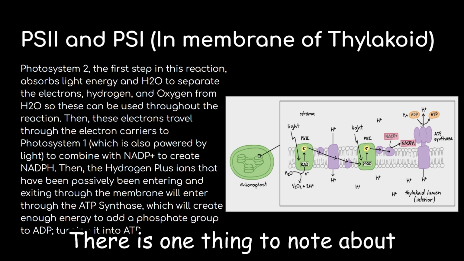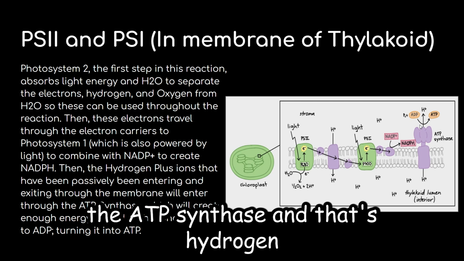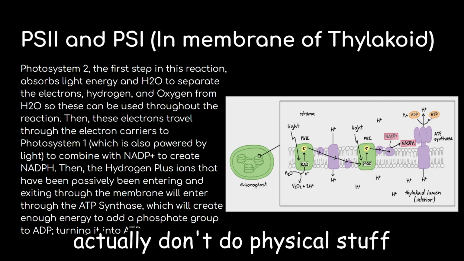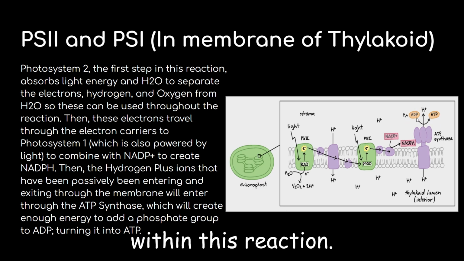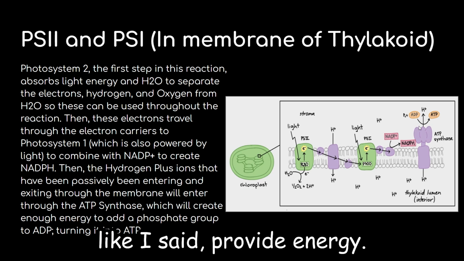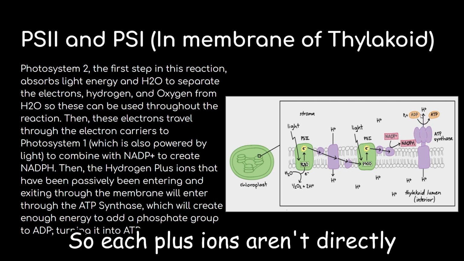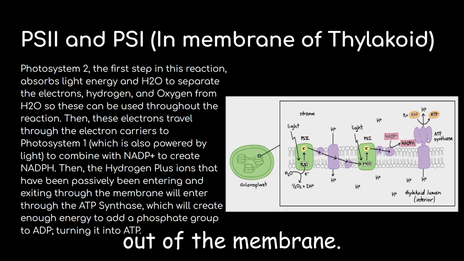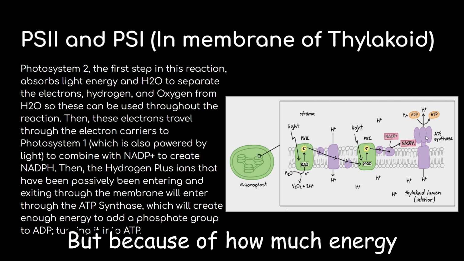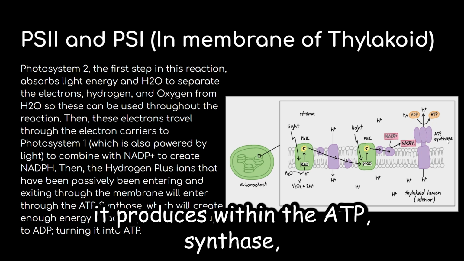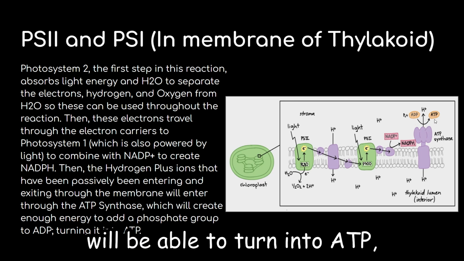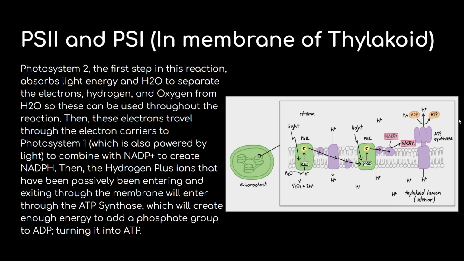There is one thing to note about the ATP synthase, and that's that hydrogen ions don't actually do physical stuff within this reaction. What they actually do, like I said, is provide energy. So H+ ions aren't directly going to do much here. They just go out of the membrane, but because of how much energy they produce within the ATP synthase, ADP and a phosphate group will be able to turn into ATP, which will be used in the Calvin cycle.